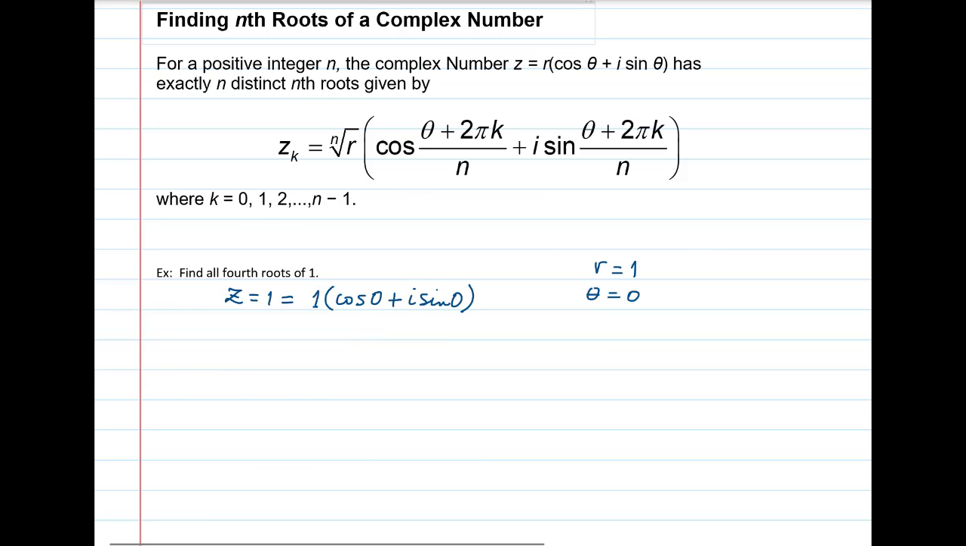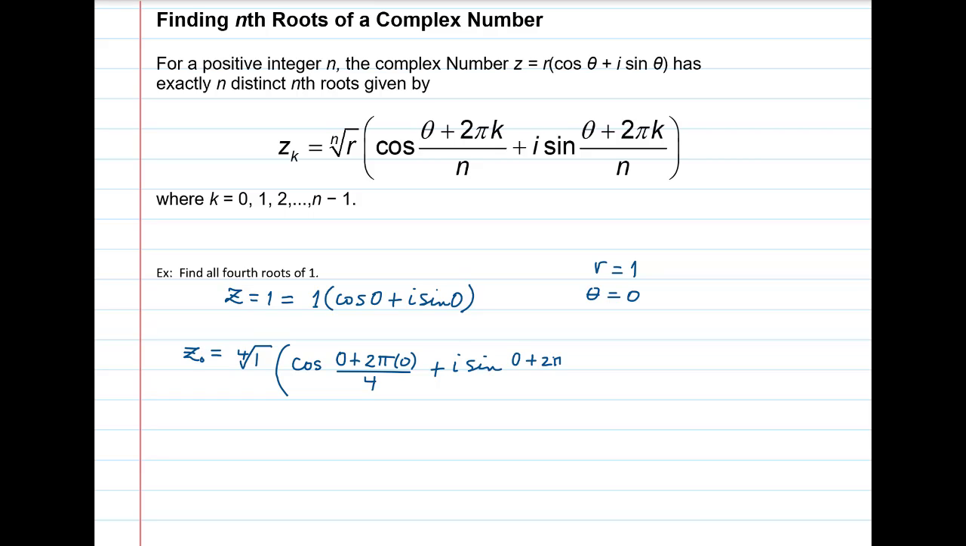Okay, with that, we can substitute this into our formula and figure out all four roots. So we're going to start with k equal to 0. We have z sub 0, our first root, is going to be equal to, again, n for us is 4, guys, because we're finding all fourth roots of 1. So it's equal to the fourth root of 1 times cosine of the argument 0 plus 2 pi times k, in this case our k is 0, all over 4, plus i sine of the same thing, 0 plus 2 pi times 0 all over 4.